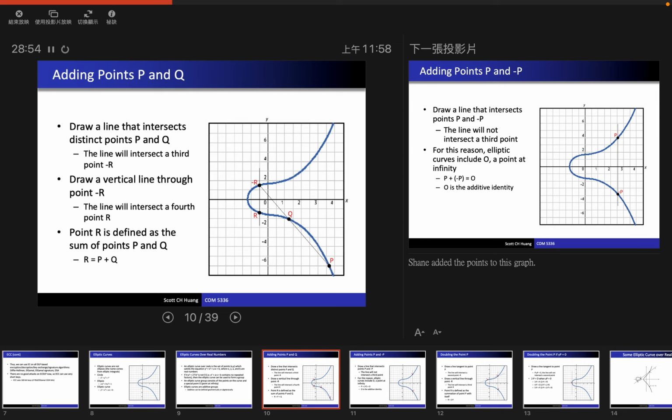Let's check these rules. Okay, closure. It actually covers everything. If you give me any point, whether it's the point at infinity or not, you always end up with another point. So closure is okay. And the identity, we can regard the point at infinity as the identity. So that is okay. What about inverse?